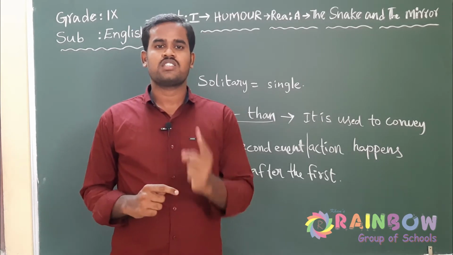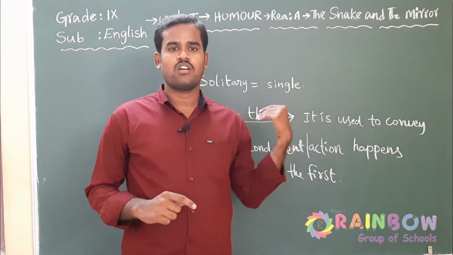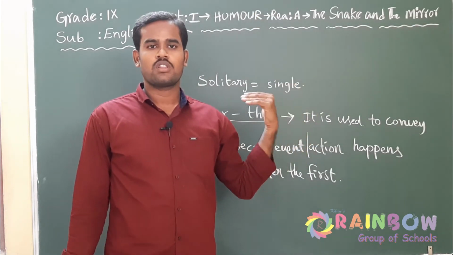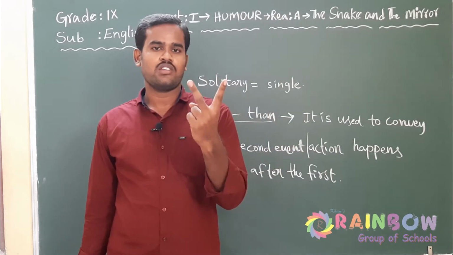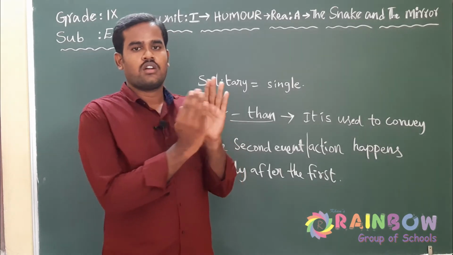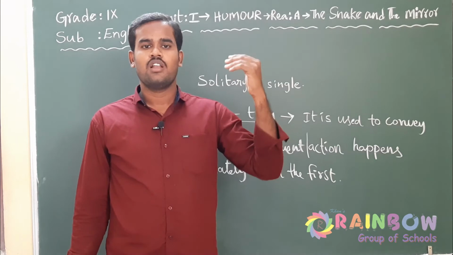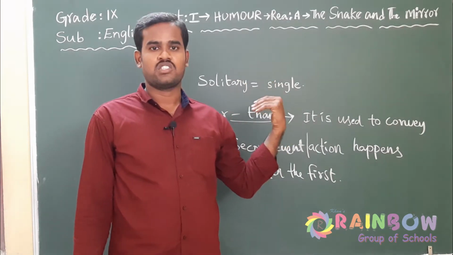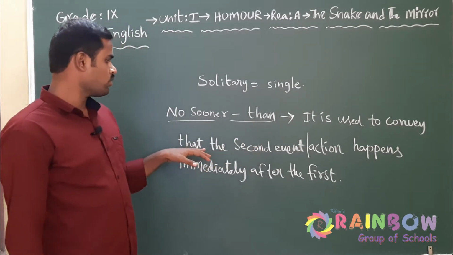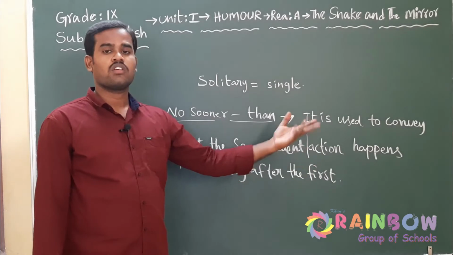A fat snake, a thick snake wriggled over the back of the chair. It means it landed. It had fallen over the back of the chair. See, two actions happened. What is the first action? The doctor turned back. And the second action is the snake's landing at his backside. Now observe the definition. This phrase is used to convey that the second action happens immediately after the first action.